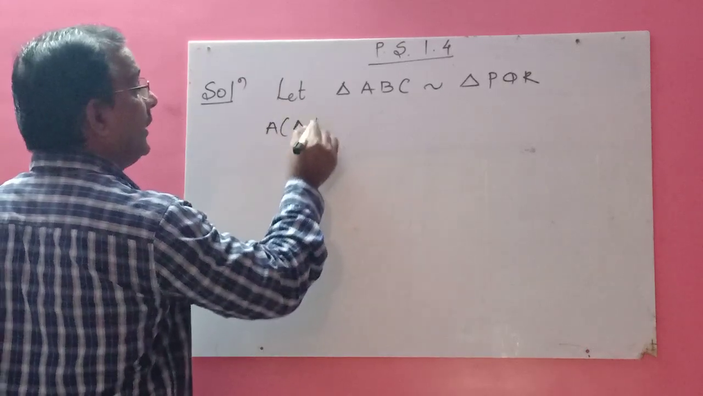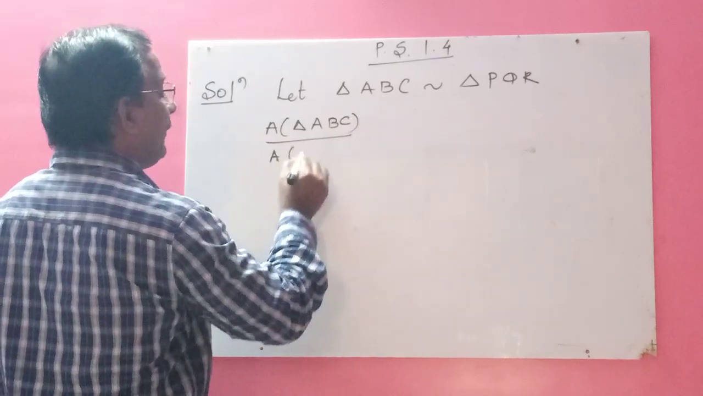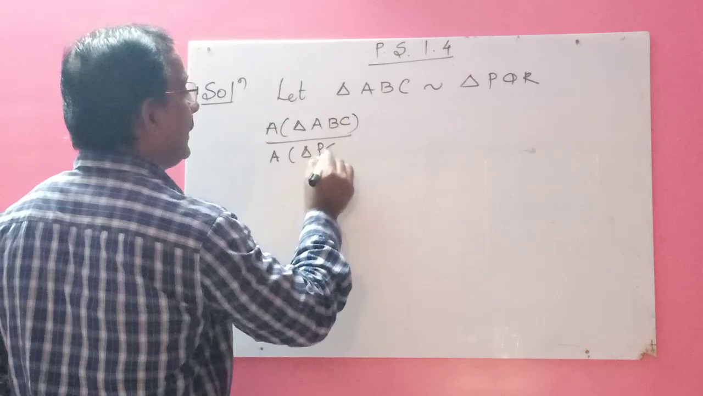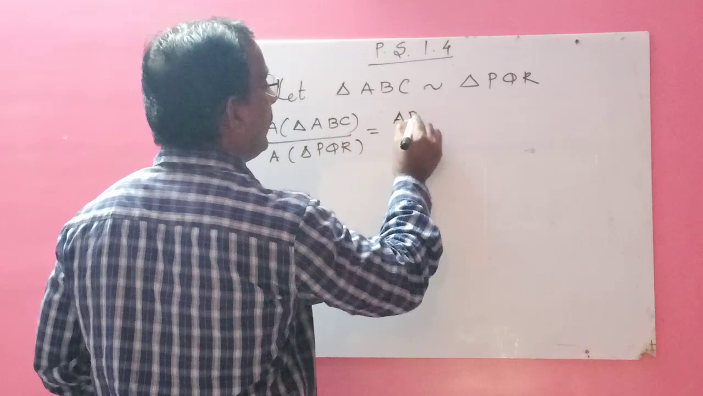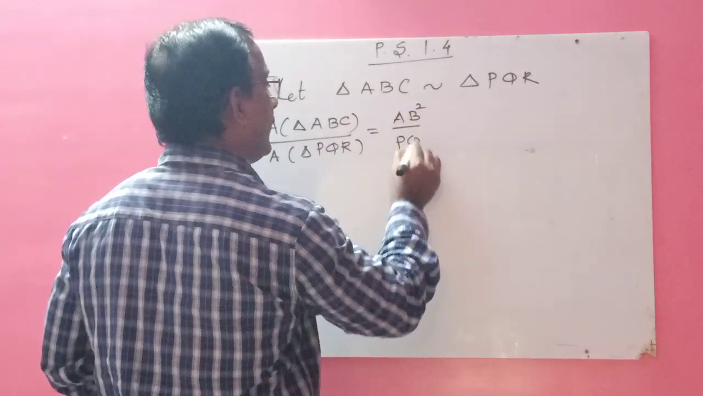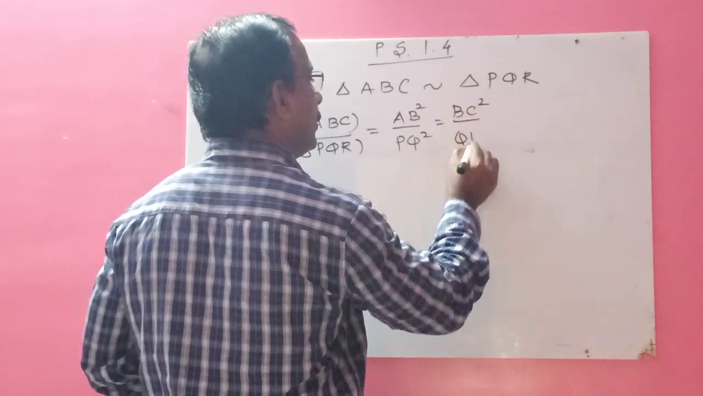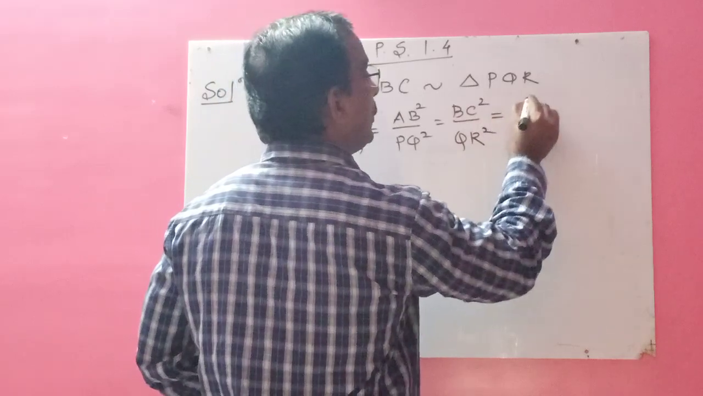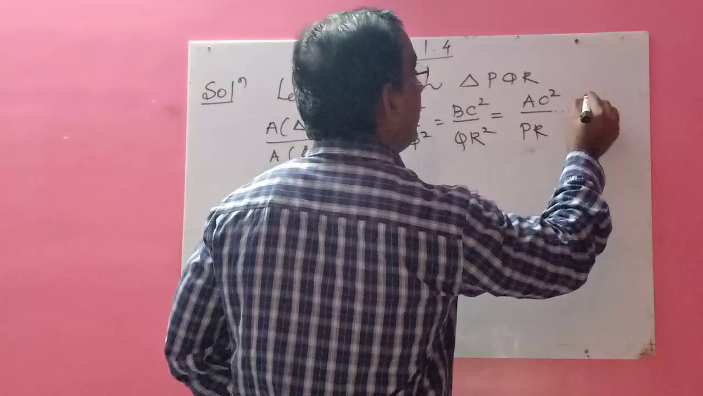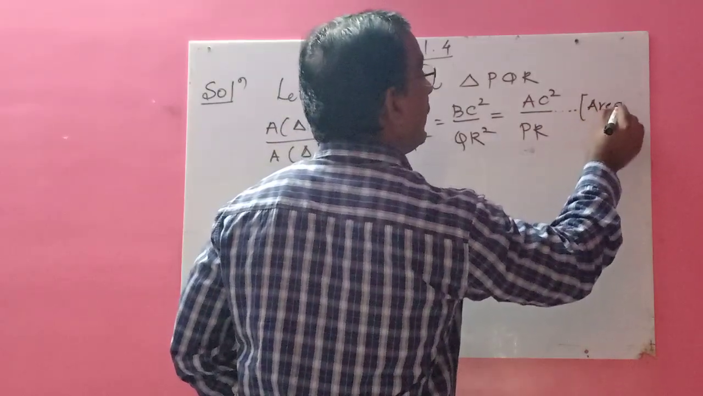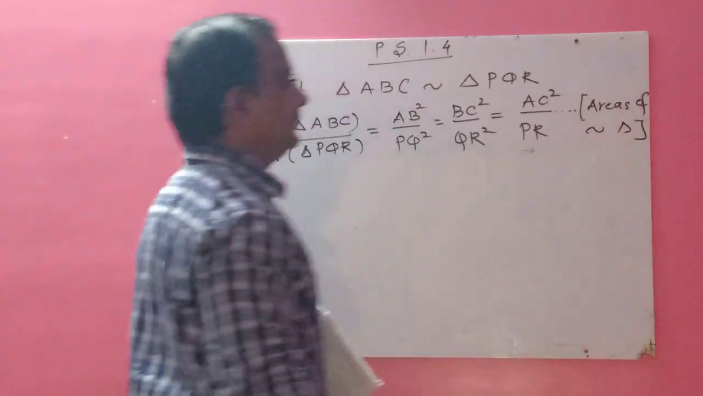area of triangle ABC upon area of triangle PQR is equal to AB square upon PQ square equal to BC square upon QR square is equal to AC square upon PR square, and write down here the reason, that is areas of similar triangles. Clear?